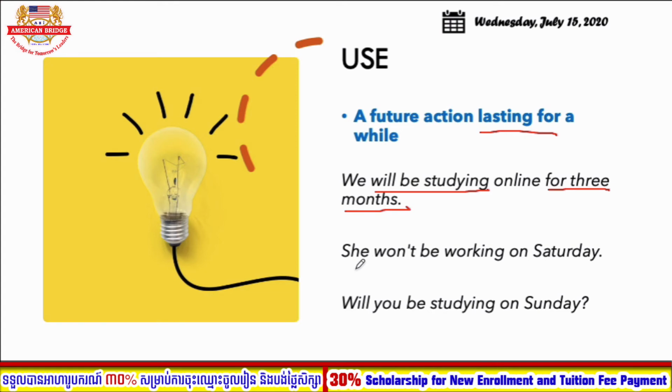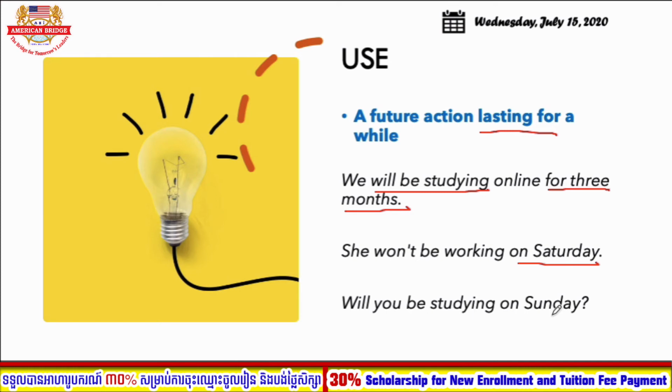Another example, she won't be working on Saturday. So the specific time is on Saturday and it's lasting for a while on Saturday here. So she won't be working, which is the negative form. Last but not least, we also have the question form here. Will you be studying on Sunday?